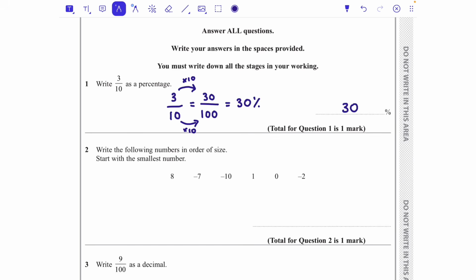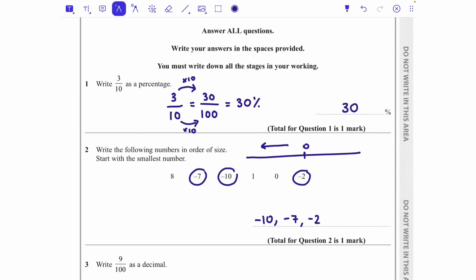Question number 2, write the following numbers in order of size. Start with the smallest number. So if you think about a number line with 0 in the middle, the smallest numbers are going to be the most negative. And the most negative number there is minus 10. So that's our first number. Then moving up to minus 7, that's the next smallest. Then moving up to minus 2.